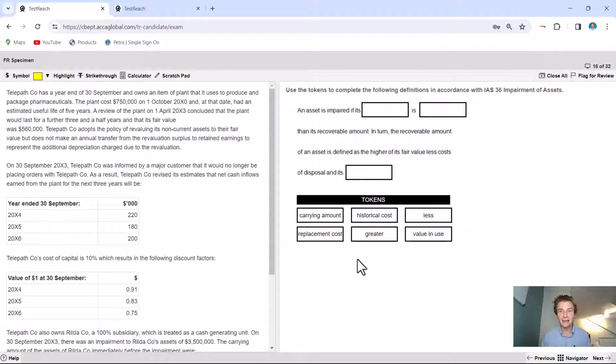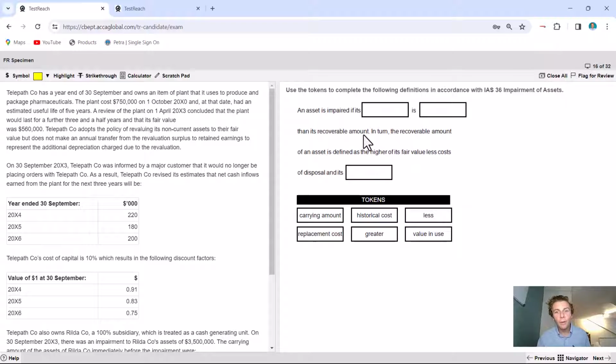Because when we come on to the answer, sadly ACCA don't put definitions down, and when a student's really pushed, you go, oh gosh, what does carrying amount mean? And replacement costs on there. Don't worry, they're in my notes if you download them. So you've got replacement costs, historical costs, less or greater. And the key bit here is the recoverable amount.